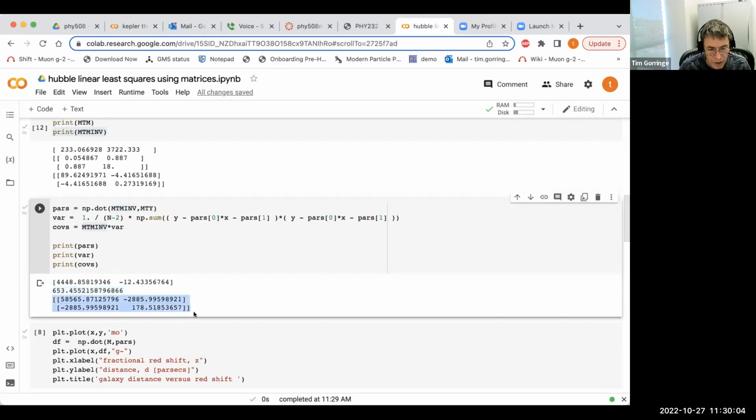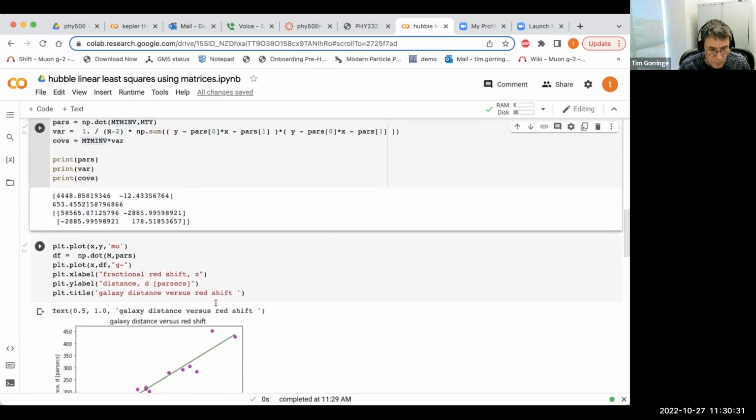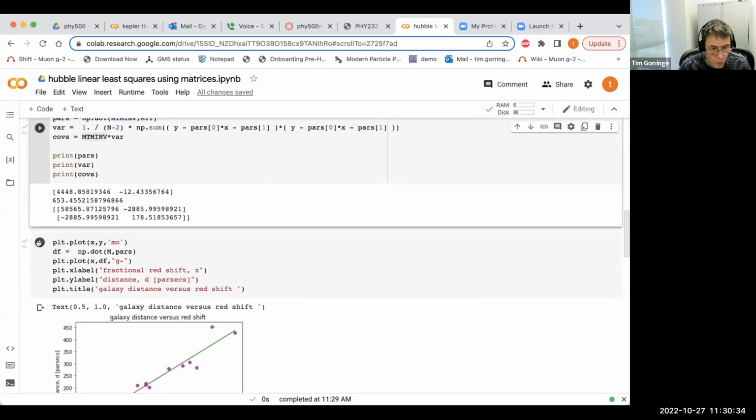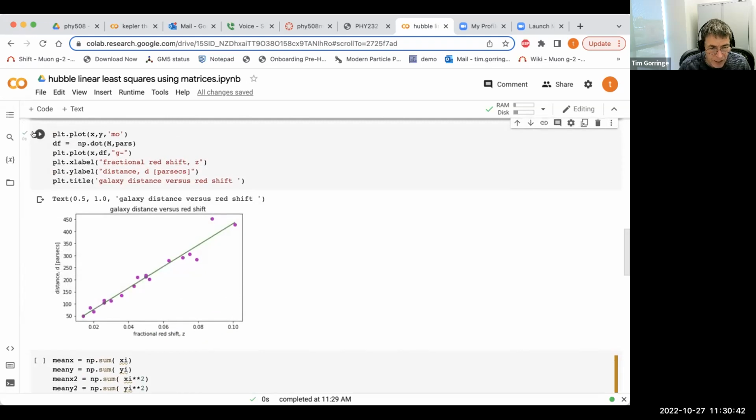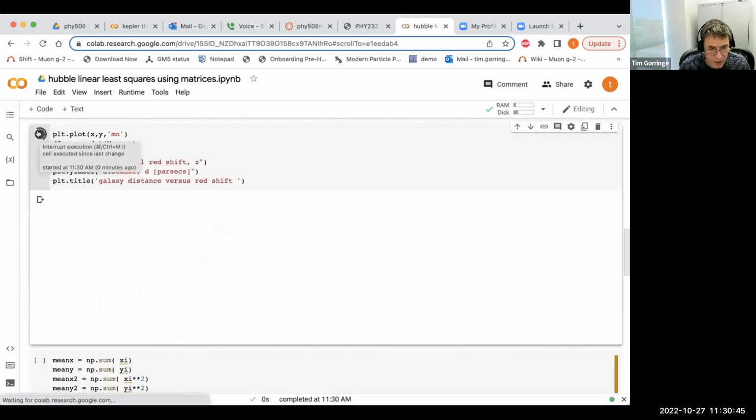And then finally, here's the 2 by 2 matrix, the covariance matrix, which contains in the top left the square of the uncertainty on the slope, bottom right, the square of the uncertainty on the intercept, and then the off diagonals, they're equal and they reflect the correlation between the slope and the intercept. So we can calculate the best fit line and plot the best fit line against the data points. And I've done that in this cell here.